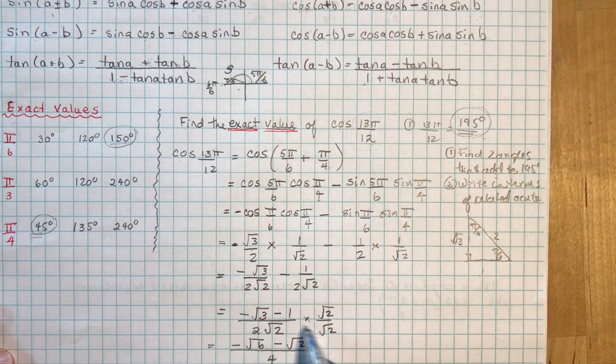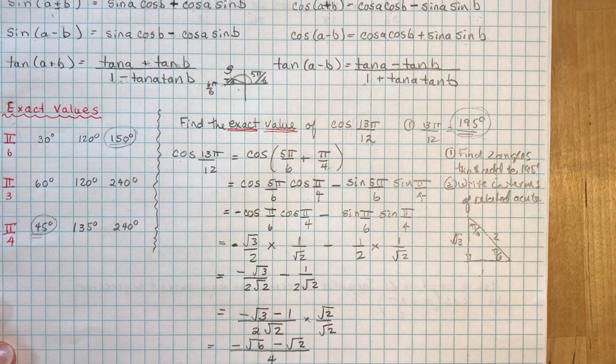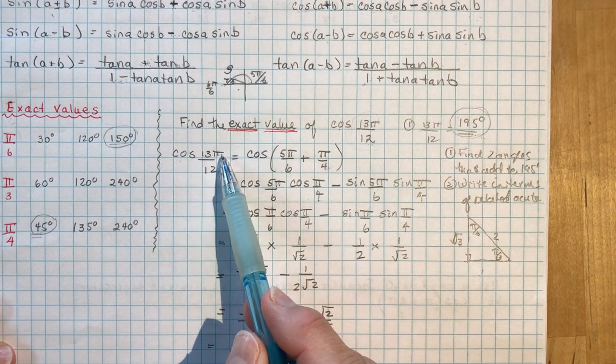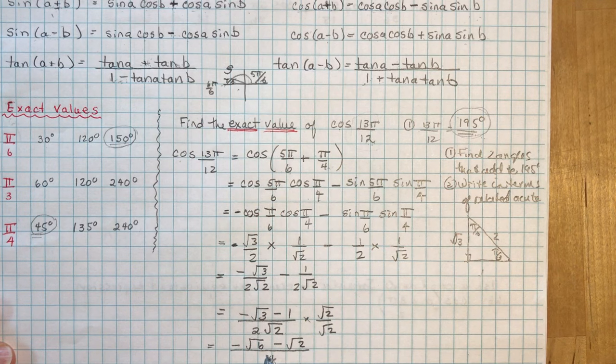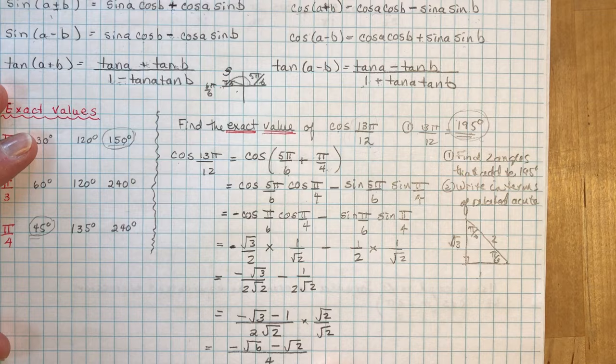Okay, so that's your exact value. Now, if you want to double check to see if you're right, you could pull out your calculator and find the cos of 13 pi over 12. And then you could evaluate this to see if you get the very same answer, which you will if you do it. I'm not going to do that for you.